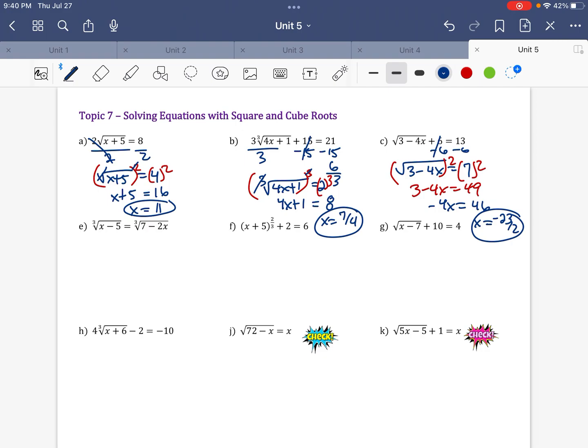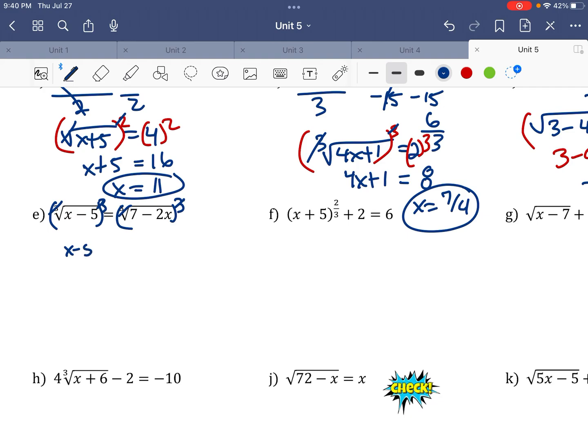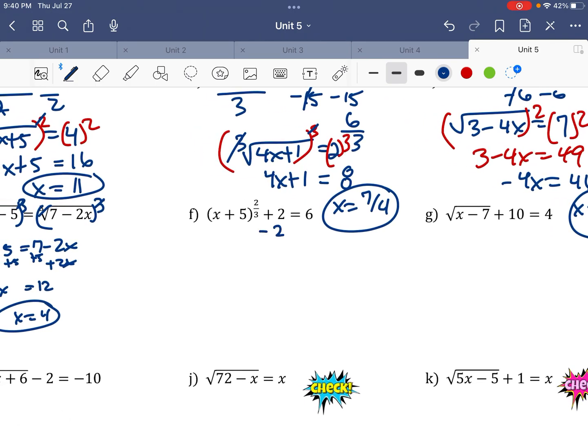All right, over here, letter E, both sides have a cube root. So basically what we are going to do is cube both sides, but it should also be kind of intuitive. If you have a cube root equal to another cube root, then that means this part has to equal that part. So that's the equation that's going to come out to us. These cancel out, and we get x minus 5 is equal to 7 minus 2x, and you just solve it. All right, so add 2x over here, I get 3x, add 5 there, 12, and so x equals 4.